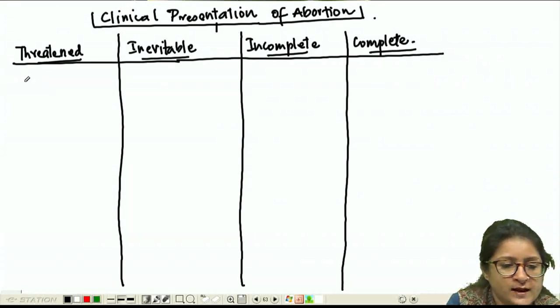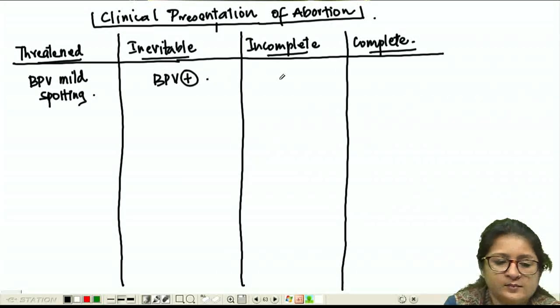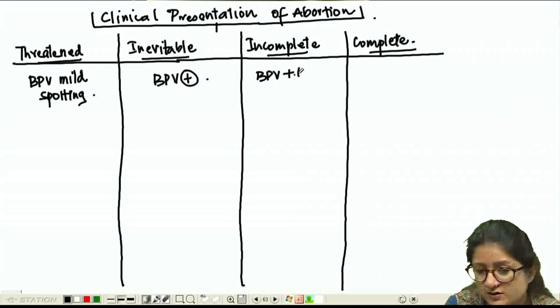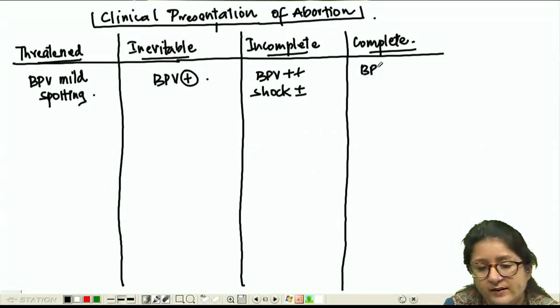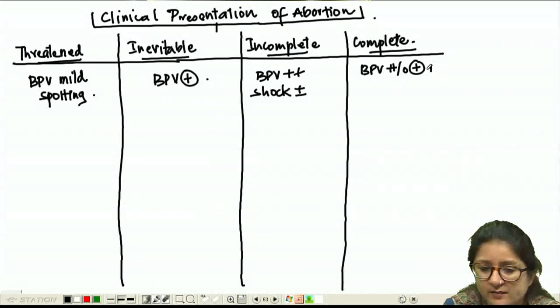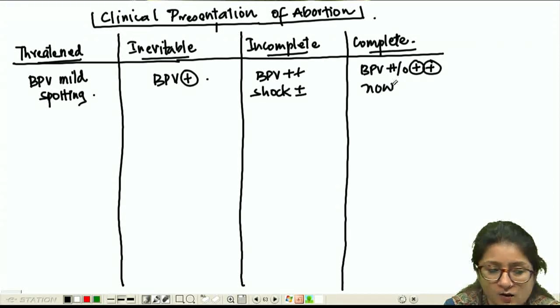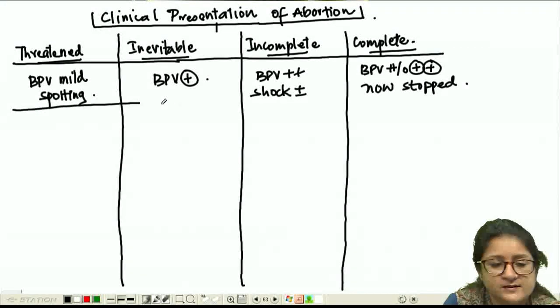In threatened abortion, the bleeding PV is going to be very mild, probably only spotting. In inevitable, the bleeding is slightly more. In incomplete, the bleeding PV would be much more, with plus minus shock. In complete abortion, there will be a history of significant bleeding PV which has now stopped. There could be a history of passage of a fleshy mass also, but this is about the clinical history.